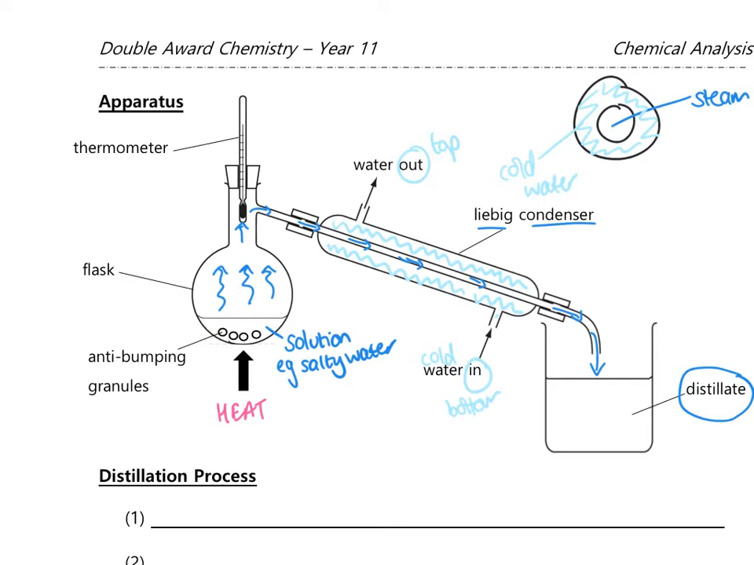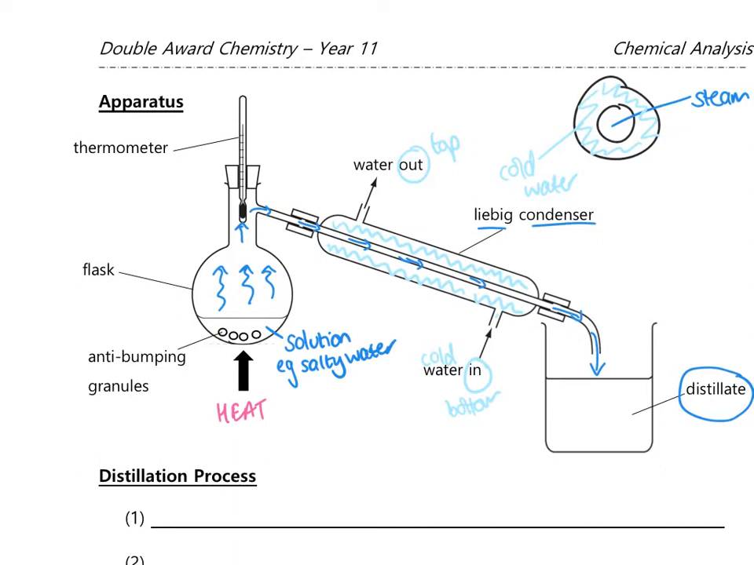And let's not forget about what else was in our solution. We had salt dissolved in our solution, so what has happened to it? Well, it has got left behind in the flask because at this temperature the salt will not even melt, never mind evaporate as well. So the water will evaporate, pass through the condenser and so on, but the salt particles will be left behind.